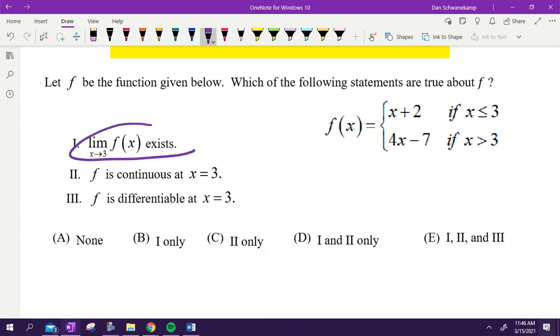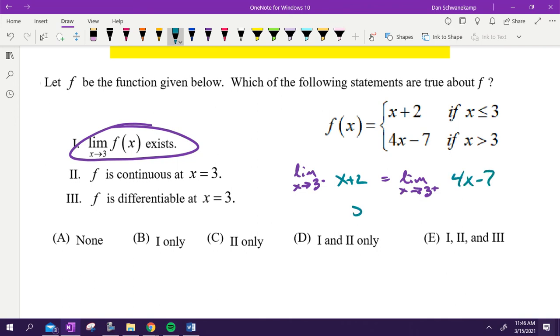The limit needs to exist. If I want the limit to exist of this piecewise function, what has to be true? Left and right. Limit as x approaches 3 from the left needs to be equal to limit as x approaches 3 from the right. I'm going to go fast here. It's x plus 2 and 4x minus 7. If I take 3 and plug it in, I get 5. Either way, I get 5. 5 equals 5. The limit exists.